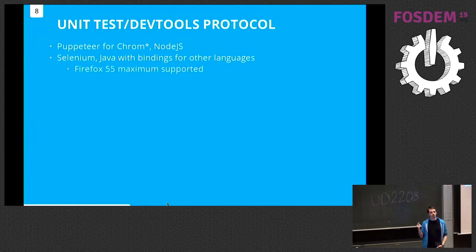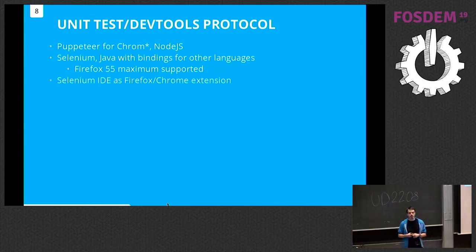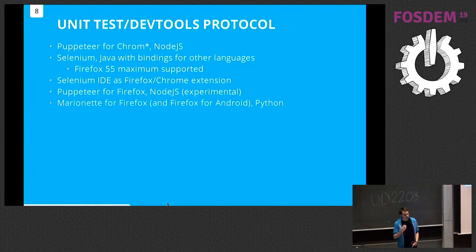The problem is that Firefox is supported up to version 55. Now we have 65. Because it's supporting the old WebDriver version of Firefox, which is 21. So right now Selenium has not been working with Firefox for 2 years. So Selenium released an extension for Firefox and Chrome, that is Selenium IDE, that fixes this problem. We also have a feature for Firefox in Node.js, but it's experimental. So experimental is not so good for us. But there is Marionette for Firefox, and also Firefox for Android, that is in Python.